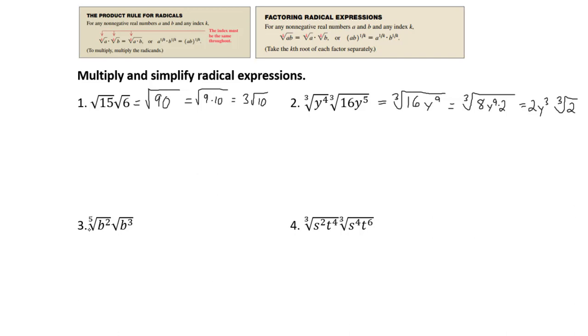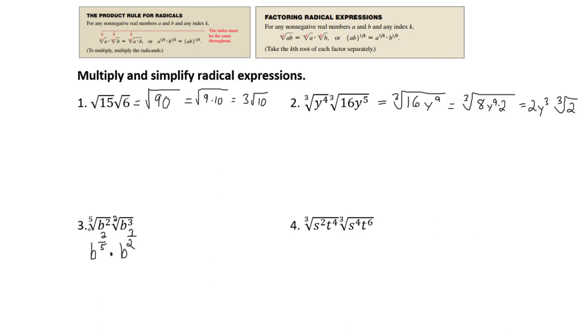So if you look at these on number 3, you notice that we have one that's the 5th root, and we have one that's a square root. So there's that understood 2 that's right there. So because these aren't the same roots, we can't do what we did previously. So we're going to rewrite this as b to the power of 2, root of 5, times b to the power of 3, root of 2.